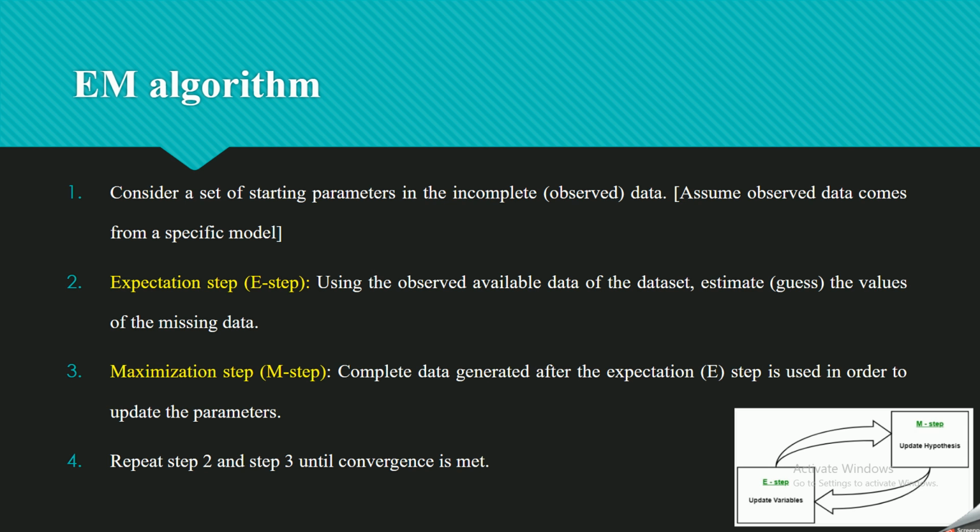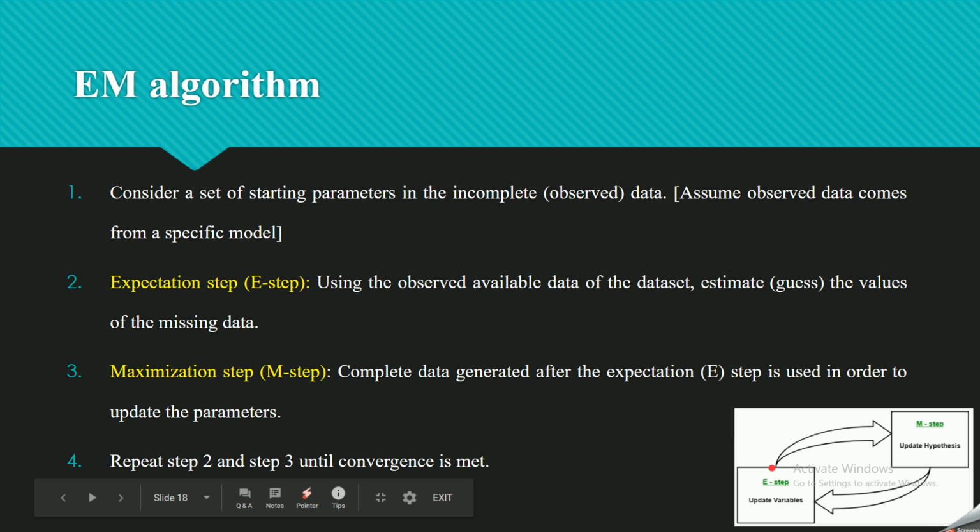The second step is called the expectation step or E step. Now using this observed or incomplete data that is available to us, we estimate or guess the values of the missing data. So with the available data, we start performing estimation of the missing data. The third step is maximization step or M step. Complete data generated after the expectation step is used in order to update the parameters.